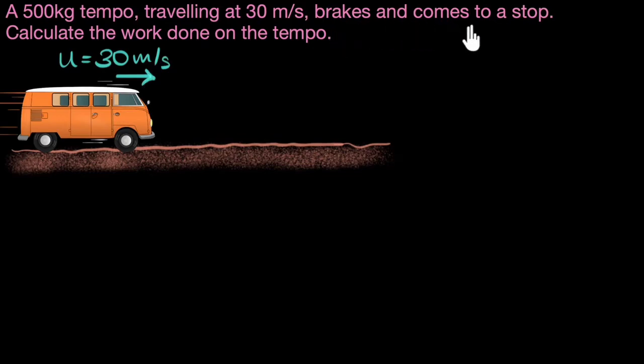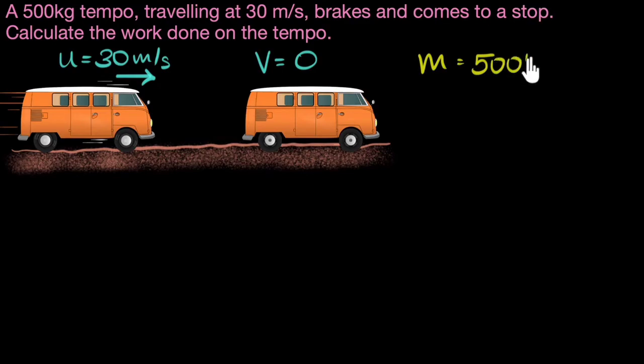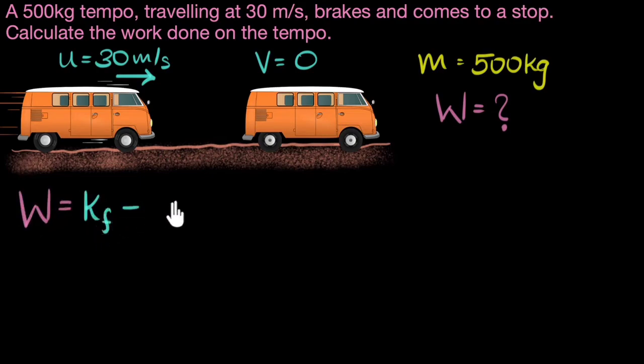It's given that it brakes and comes to a stop. So that means this time it decelerates. After a while it comes to a stop. That means its final velocity is 0. We need to calculate the work done on the tempo. Again, we are given the mass of that tempo. The mass is given to be 500 kilograms. So we can do the same thing we did before. We can say work done is how much kinetic energy got added to this tempo. So from the work energy theorem, work done equals the final kinetic energy minus the initial kinetic energy.